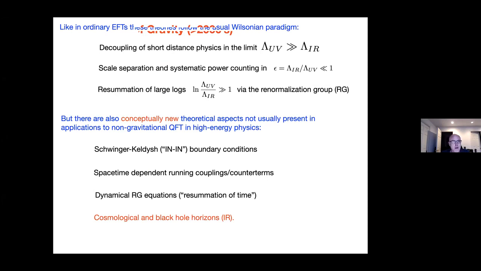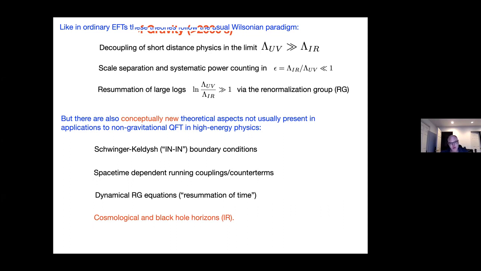sort of the setting. And like in ordinary effective field theories that we're used to, these effective theories of gravity exhibit decoupling of short distance degrees of freedom, and allow for a systematic separation of scales as a power counting in a small parameter, which is the ratio of the scales. And constructing these effective field theories allows you to use the renormalization group to sum logs in the usual way. However, even though the usual ideas are there, there are also perhaps theoretically novel elements that are not always seen in effective field theories of high energy physics.